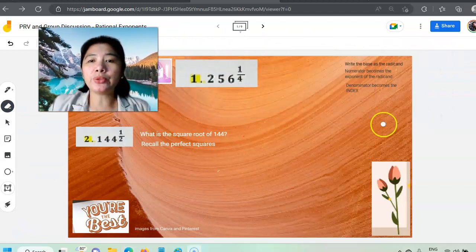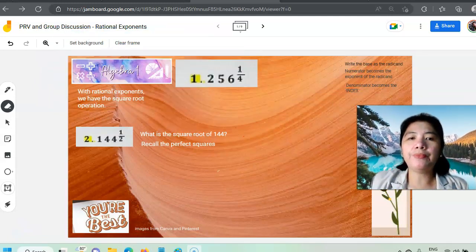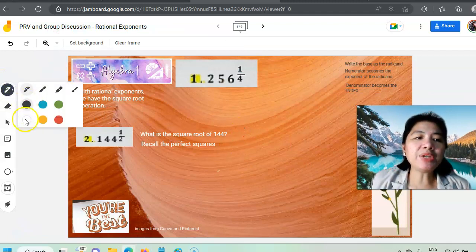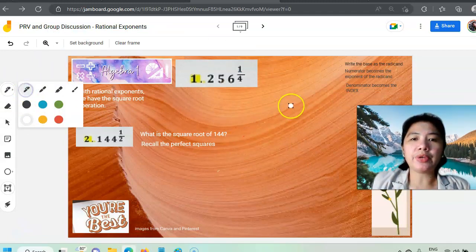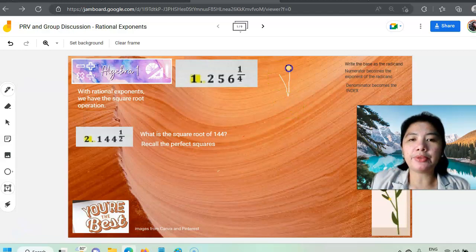This is what we're going to do. We have some notes here. Write the base as the radicand. Let me introduce to you this kind of number, for example, the square root of 2. The square root sign is called the radical sign, and the number inside it is the radicand.